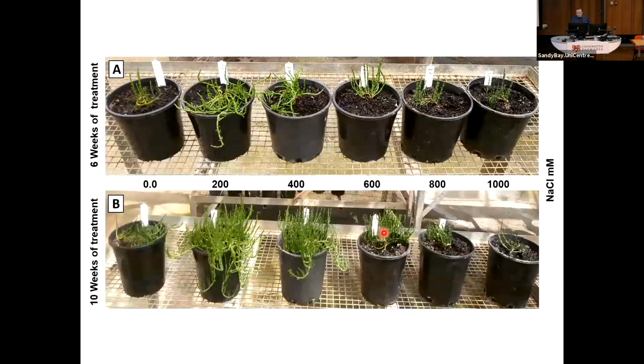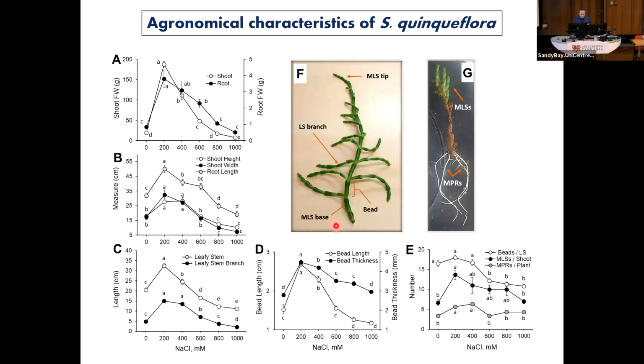We took our growth parameters after 10 weeks of treatment with different salt concentrations, when the differences between all the levels become much more obvious, specifically with the higher salt concentrations. You can see here that 6 weeks of treatment doesn't show many differences between these salt levels, but here it became more obvious. That's why our agronomical characteristics for Sarcocornia quinqueflora have been taken after 10 weeks.